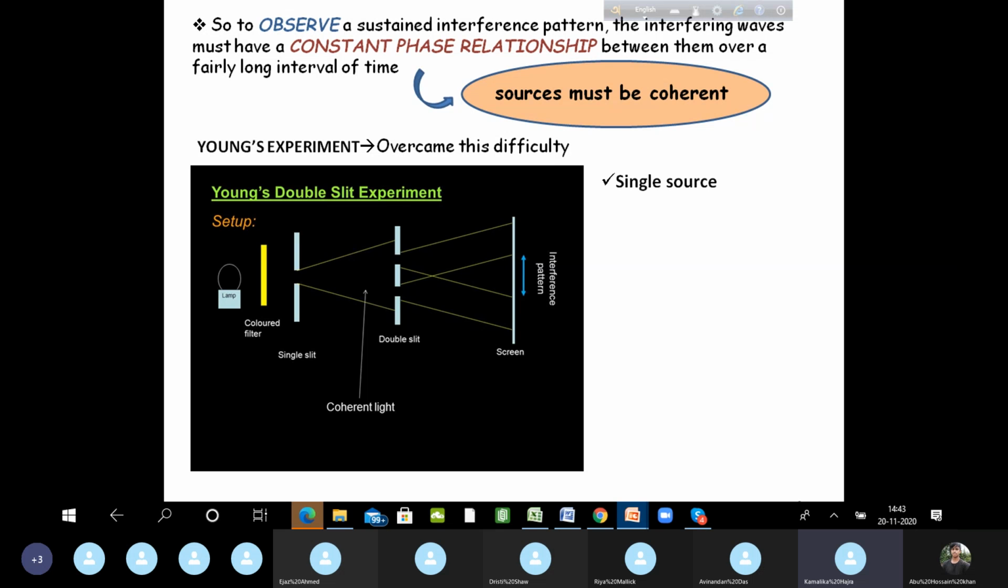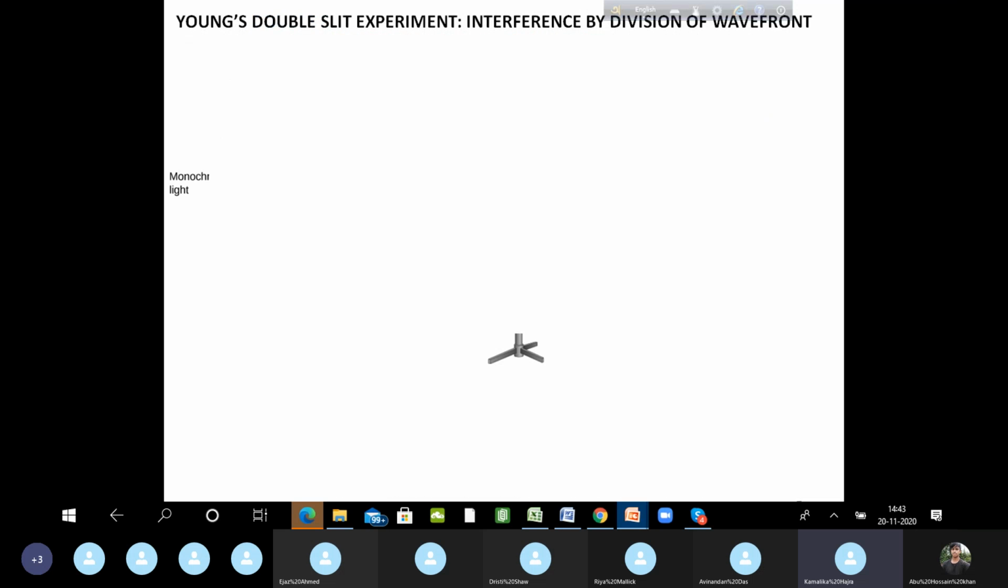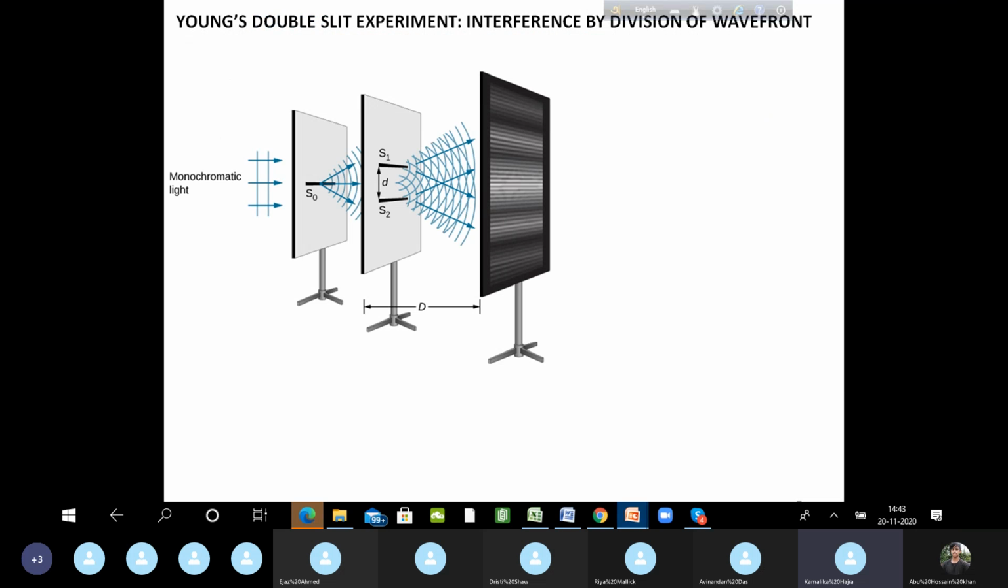So we have a single source, two slits, each act as sources of coherent waves. So if any one slit is covered, the pattern on the screen disappears, showing that the two sources act as coherent sources. So this is the experiment that shows interference by division of wavefront, because a single wavefront is getting divided into two wavefronts by the two slits.